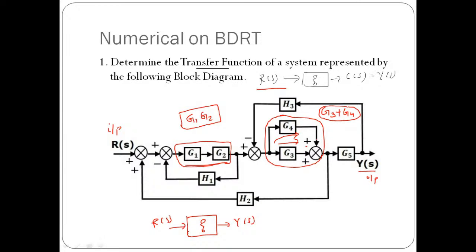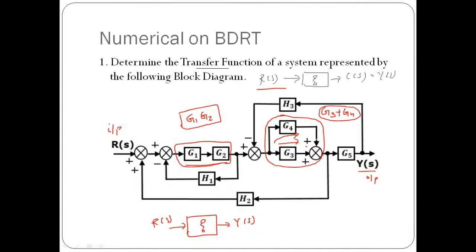So the rules are: first observe, is there any possibility of having a series combination? If not, then check, is there any possibility to have a parallel combination? If not, then check, is there any possibility to apply elimination of feedback path? If not, then apply rules number 4, 5, 6, 7. That means, is it possible to shift a takeoff point before a block? Is it possible to shift a takeoff point after a block?